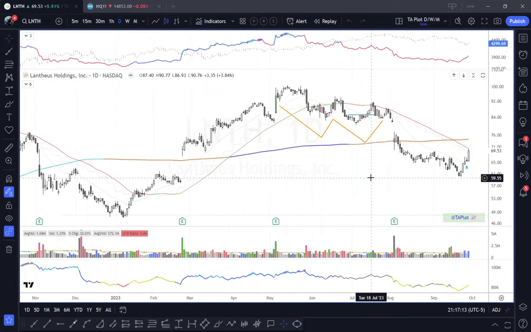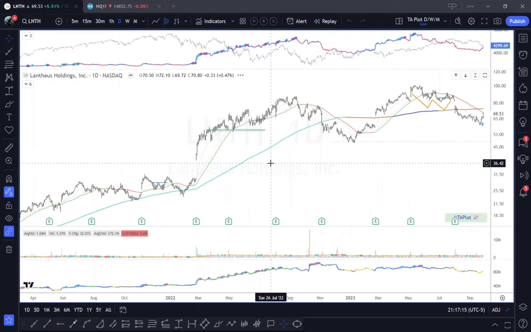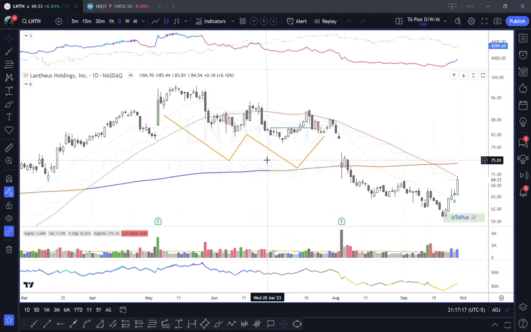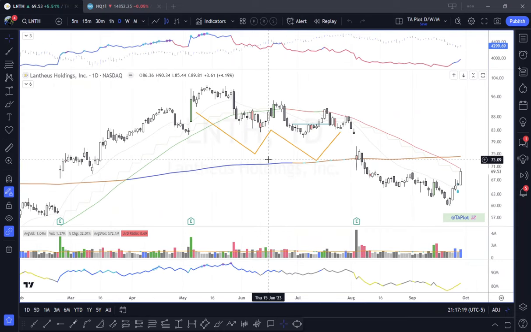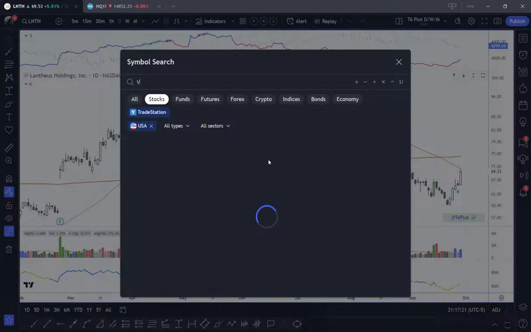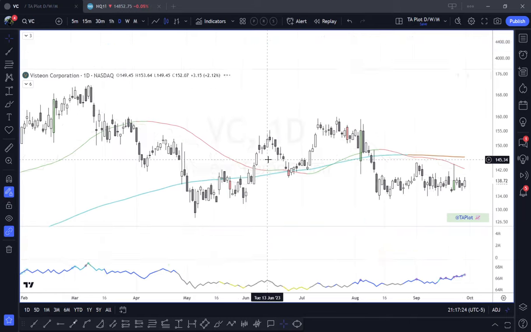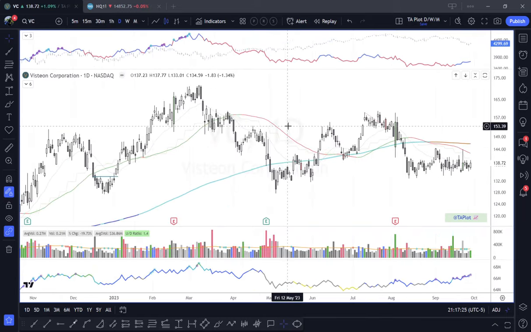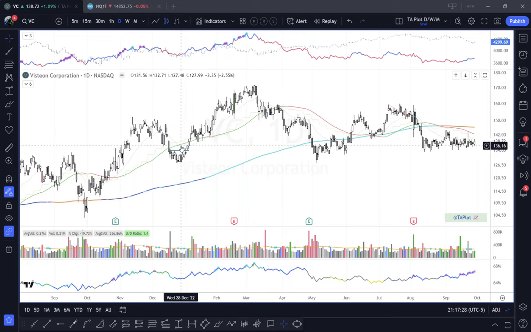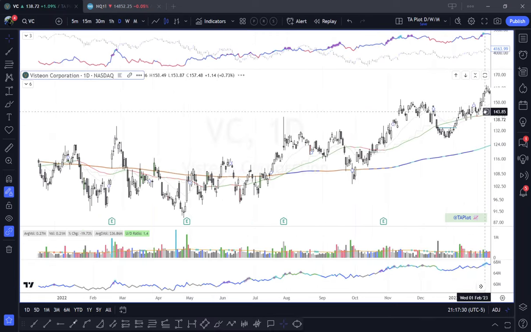All right, so that's example number one. Let's see if we have another example here. So that's one I traded recently. VC is another one that I traded, and that one was back in December 2022. This is another one.